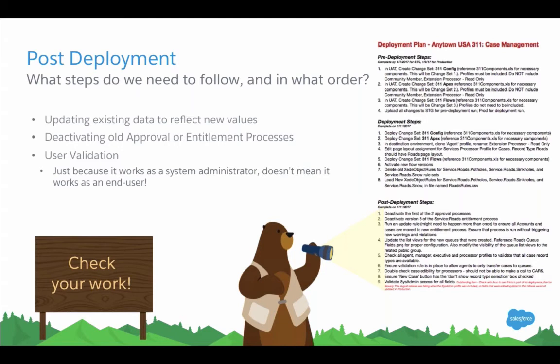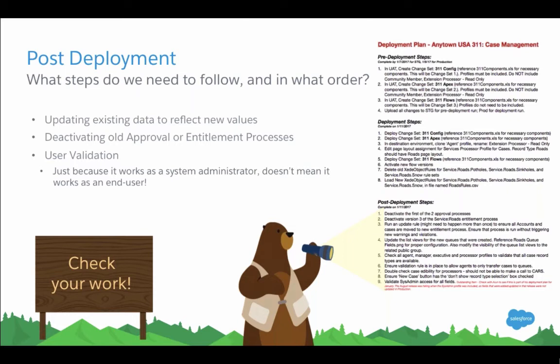And then make sure you complete user validation. Just because it works as a system administrator, that doesn't mean it's going to work as an end user. And that's really something we find happens a lot, because if you forget one little setting, you forget to configure your sharing rules, or you forget to update a value in a pick list, that could cause validation to fire. It could cause users to be completely stopped and unable to continue in the work that they're doing.